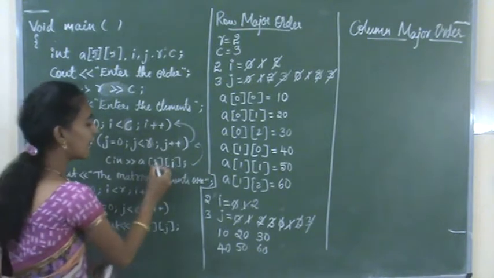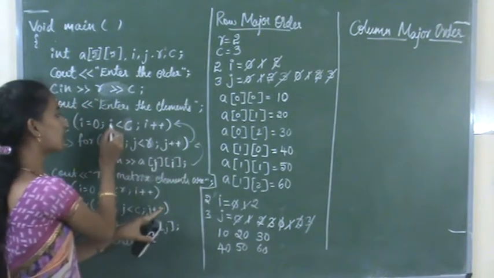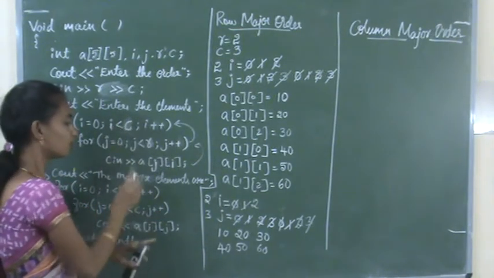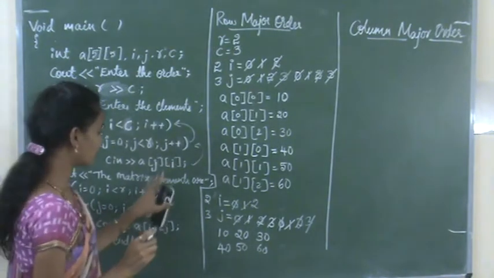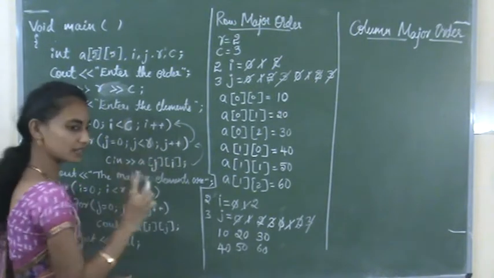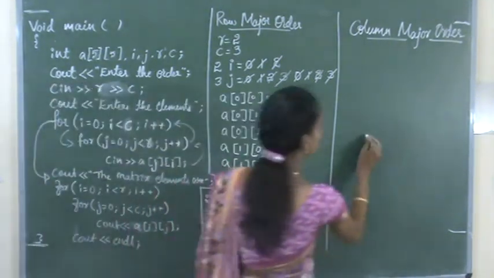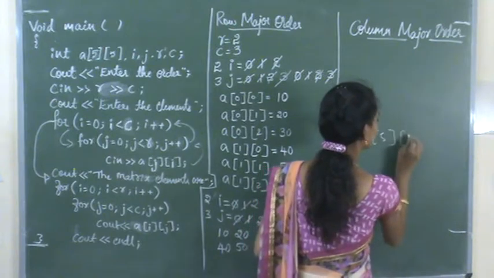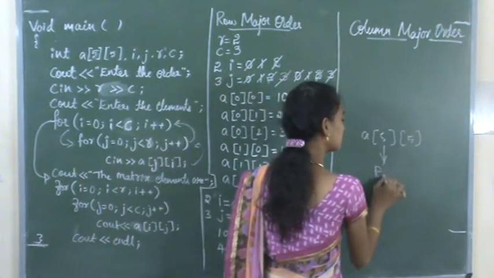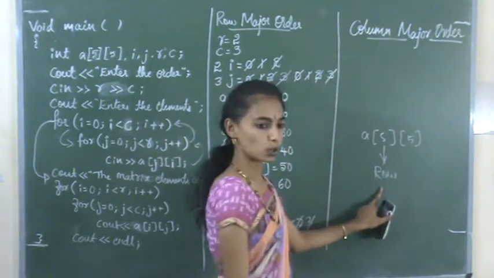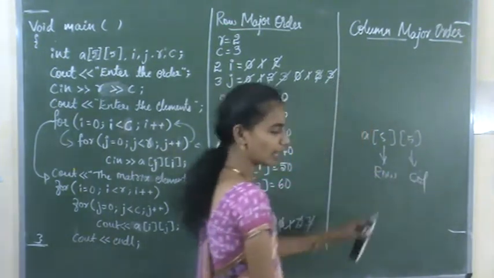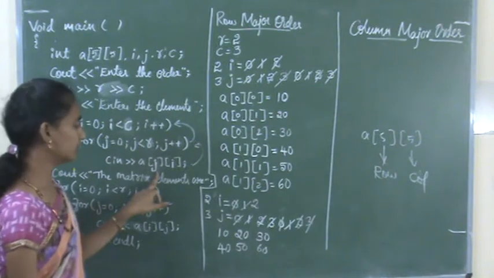So if I mention I, J here, what does the I variable indicate? I variable indicates column. So in a normal matrix, if we are representing the matrix, always the first index represents rows. Okay. So suppose if I declare like this, A of 5, 5, always this first index refers to rows. Second index refers to columns. Okay. So first it has to read the rows.